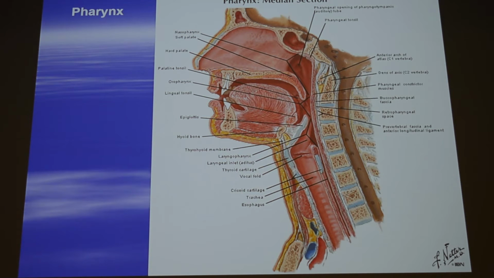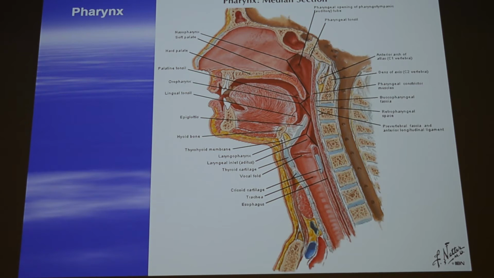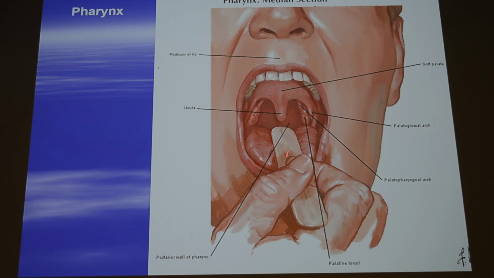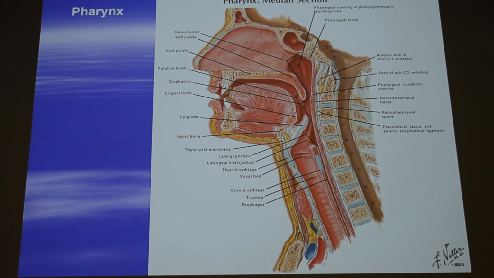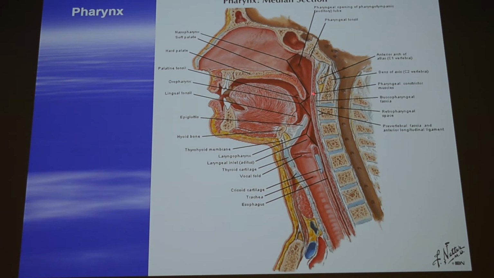To the sound. Yes, to prevent food from going to the nasal cavity. This is the uvula, right? So it will prevent food from going to the nasal cavity. So this is the nasopharynx. And what is that in the nasopharynx?